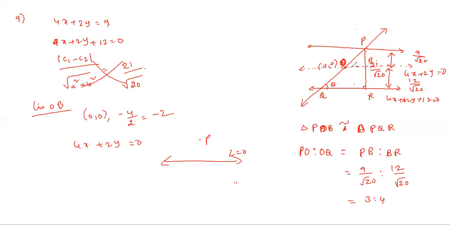Now we have to find the ratio PO is to OQ. Suppose you take one parallel line passing through the origin. Then you can make one triangle, a right angle triangle only.